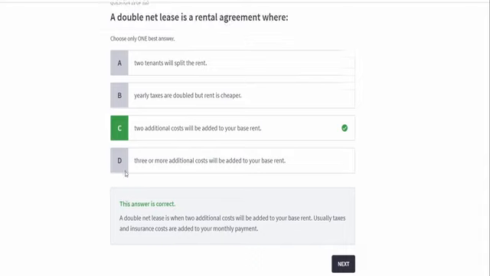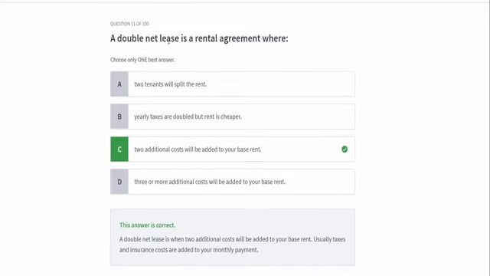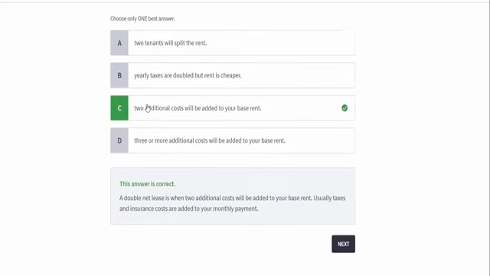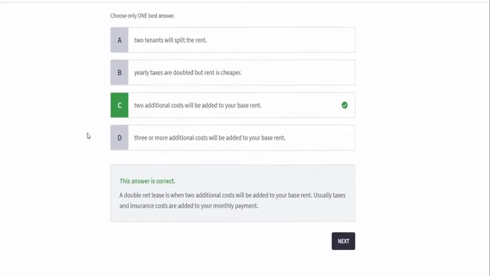And that's another one of these ones. I mean, seriously, guys, double net lease. Two additional costs, double meaning two. It's as simple and straightforward as that. So a double net lease is when two additional costs will be added to your base rent. Usually these things are taxes and insurance costs, but that part you really don't need to be familiar with as much. Just be familiar with that. Again, the double net means the two additional costs will be added to the base rent.